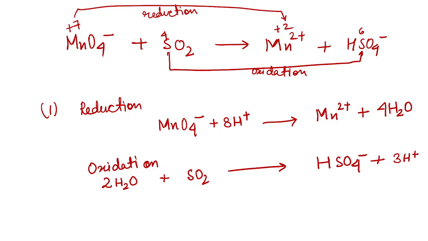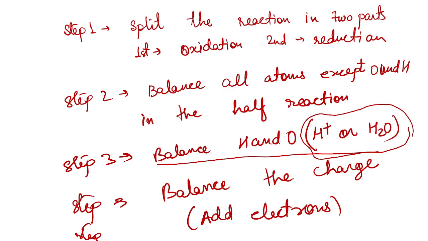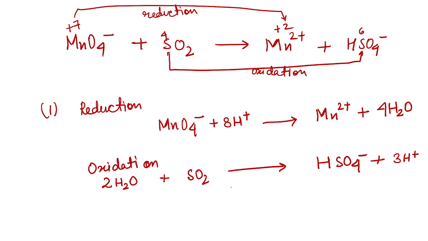Now what is the next step? The next step was that we have to balance the charge. Step number 4 says that we have to balance the charges now. Let's see what is the total amount of charge present in the reaction. For the first reaction, let's see what is the charge here. We have -1 plus 8, that is equal to +7. Now on this side it is only +2 charge. Now we have to balance it on both sides.